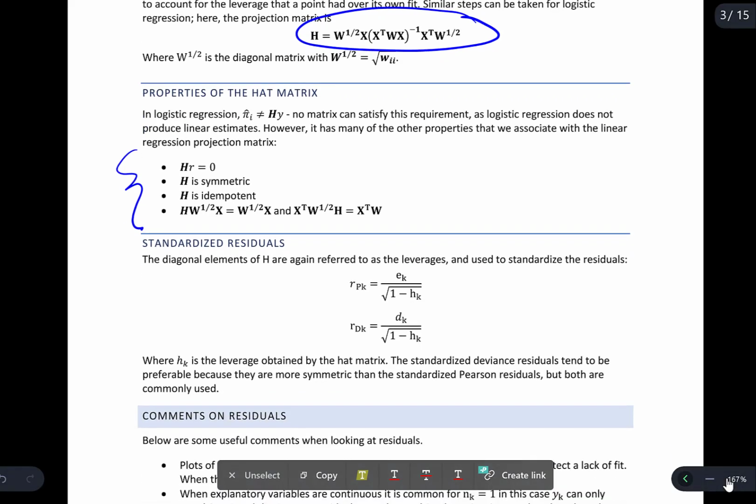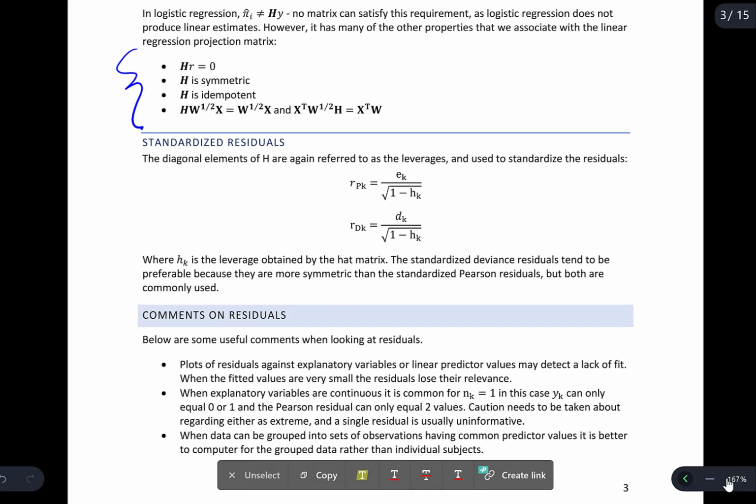So now to standardize those residuals, we could work with either the Pearson or the deviance residuals. You'll notice here, for both of the standardized ones, I am denoting them with an r, and then the subscript tells you whether it is Pearson or deviance. Again, these are both for the kth covariate pattern here. And you'll notice that they are just equal to their respective residual divided by the square root of 1 minus h.